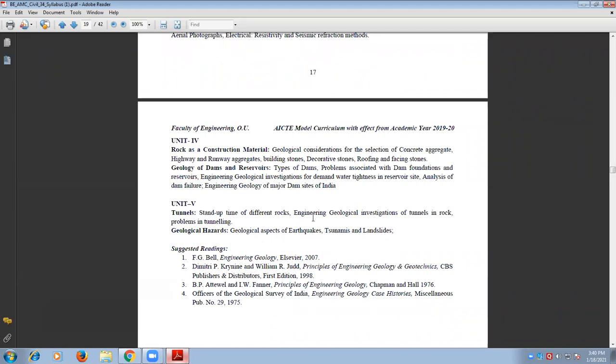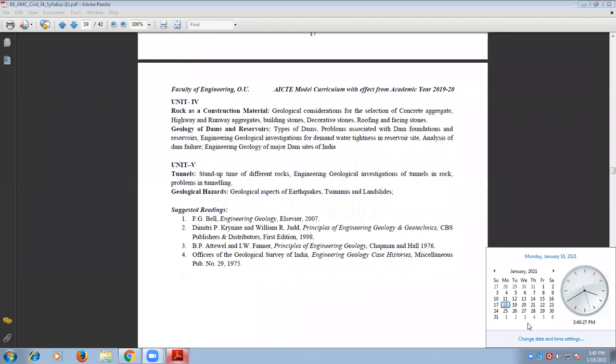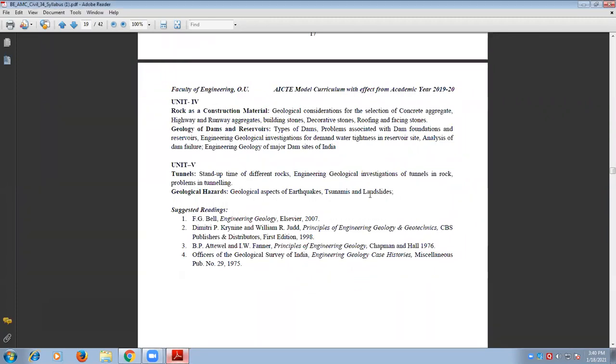This is about the reservoirs. Just give me some time, I'll come up with the answer regarding this topic. The next class that we have is probably on Thursday, on 21st. We'll try to wind up and complete Unit 5 as well. So with that we will be completing engineering geology.